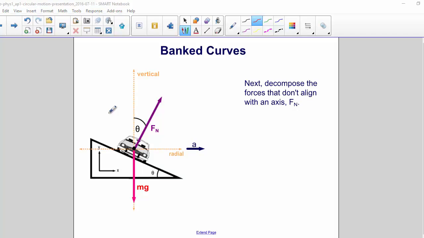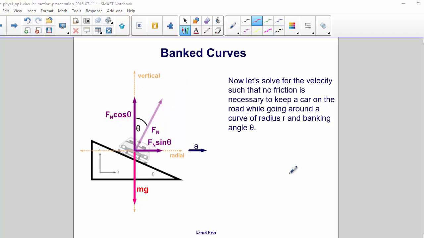Next, decompose the forces that don't align with the axis. That would be Fn. So we need one in the vertical. This would be Fn cosine theta because it's adjacent to our angle. And this would be our radial direction, and that's Fn sine theta because it is opposite the angle.